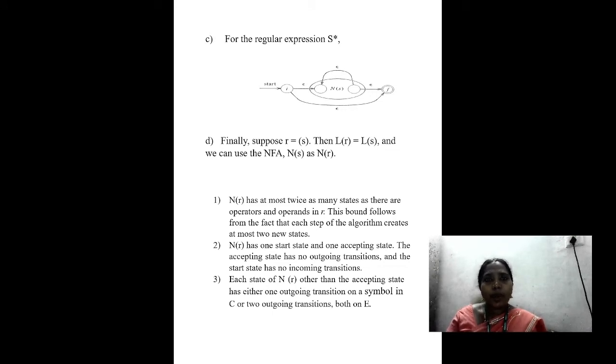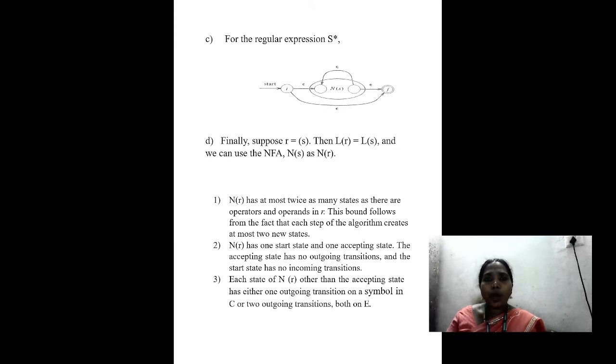Okay, so the next one in the inductive step is: suppose R is equal to S, then L of R is equal to L of S, and then we can use the NFA N of S as N of R, right? So let us see the properties here. N of R has at most twice as many states as there are operators and operands in R. This bound follows from the fact that each step of the algorithm creates at most two new states. So if you see an example, you will understand this.